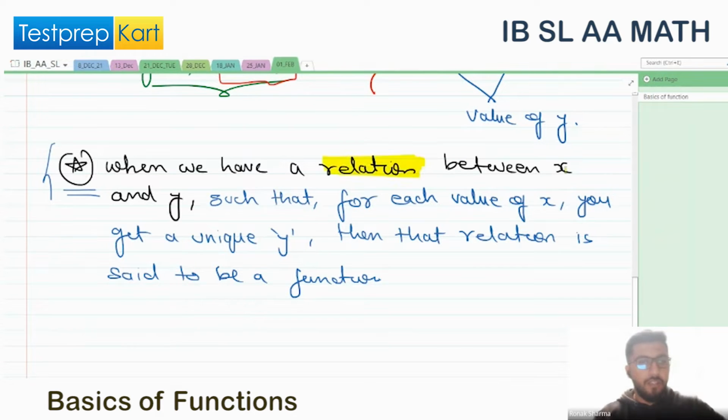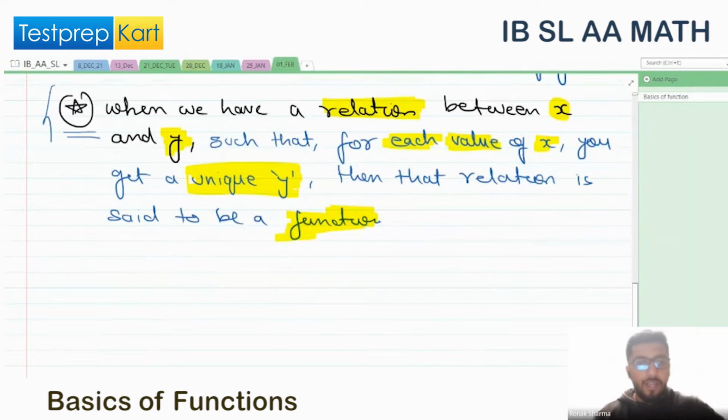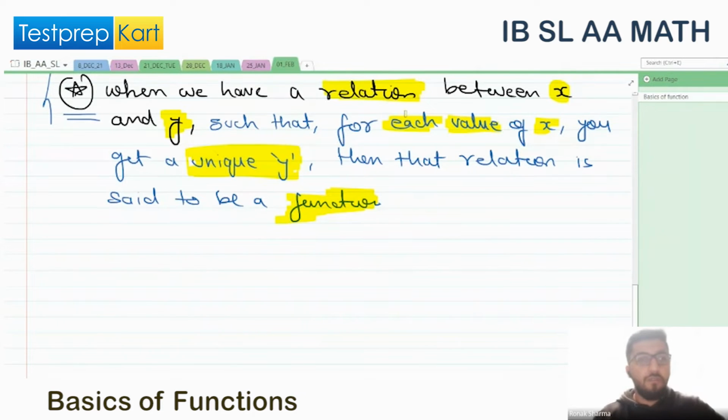So when we have a relation between x and y such that for each value of x we are getting what? A unique y. And that relation is said to be what? Simply a function. Okay, now what we want to understand is what it exactly means, that each value of x, and what is a unique y.